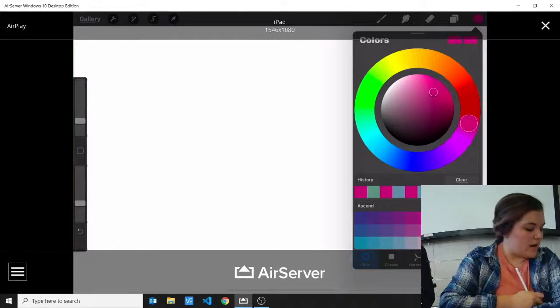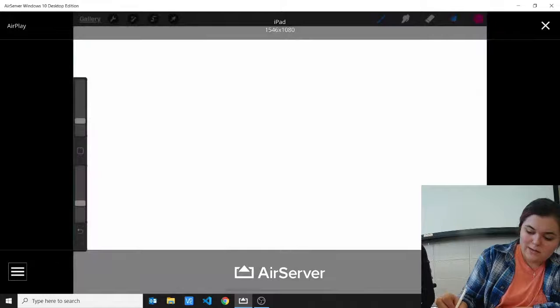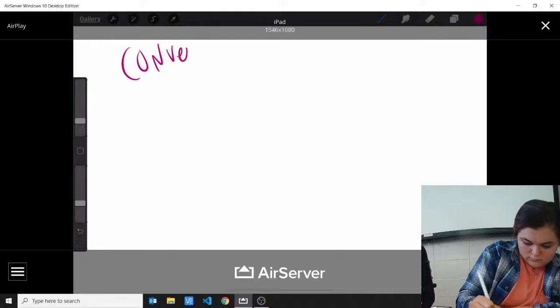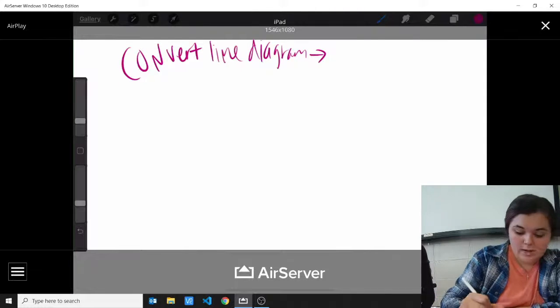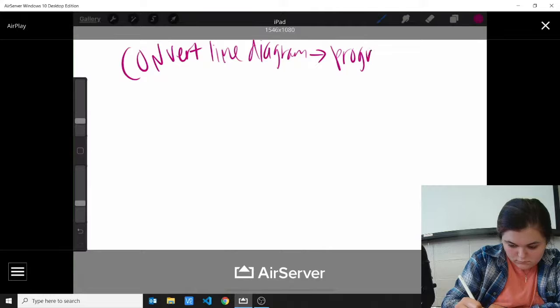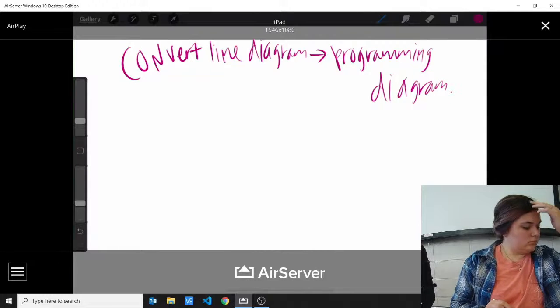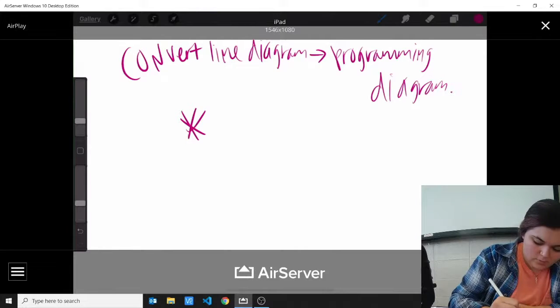A programming diagram is a line diagram that better matches the language of the programmable controller. So you're going to have to convert your line diagram to a programming diagram, and so it better matches the language of the program.